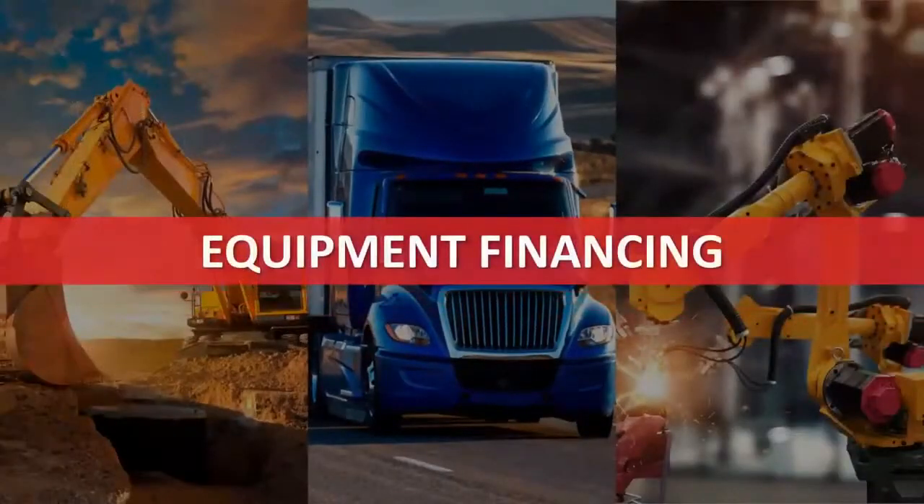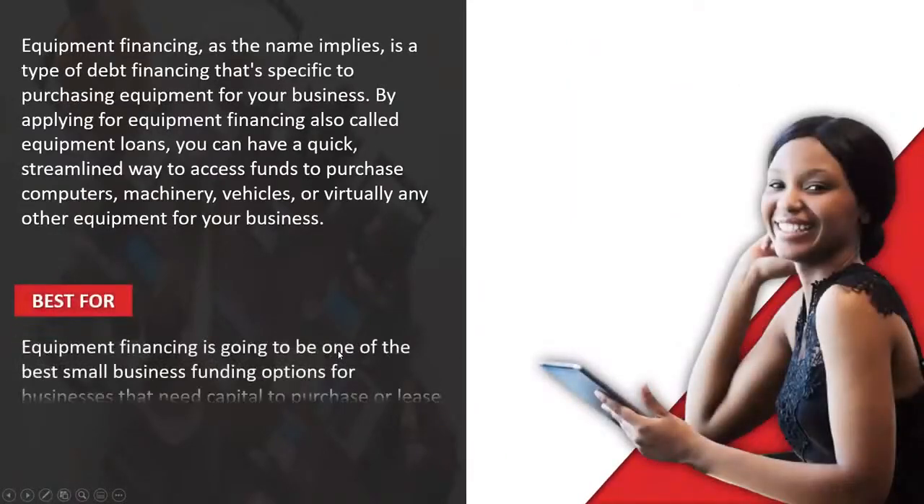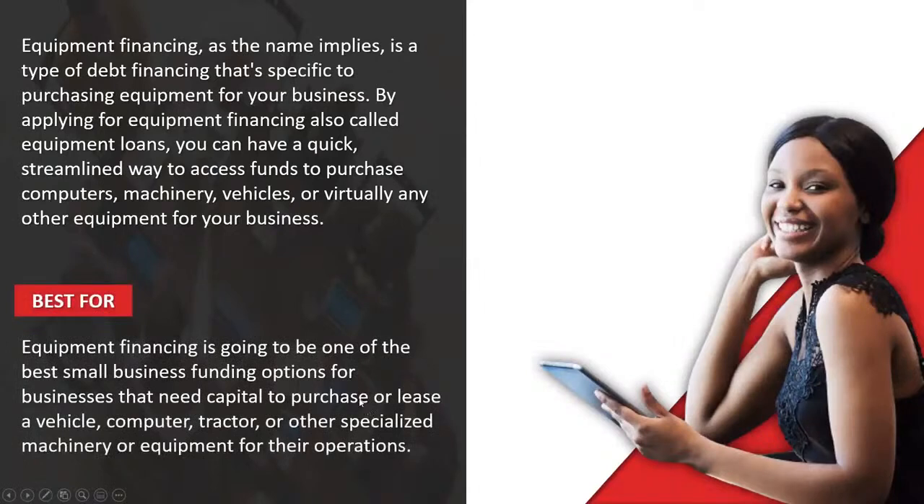Equipment finance, next product. Equipment finance, as the name implies, is a type of business debt finance that is specific to purchasing equipment for a business, also called equipment loans. You have a quick, streamlined way to access funds to purchase computers, machinery, vehicles, or virtually any other type of equipment. Equipment finance is going to be one of the best small business funding options for businesses that need to purchase or lease a vehicle, computer, tractor, or specialized machinery.